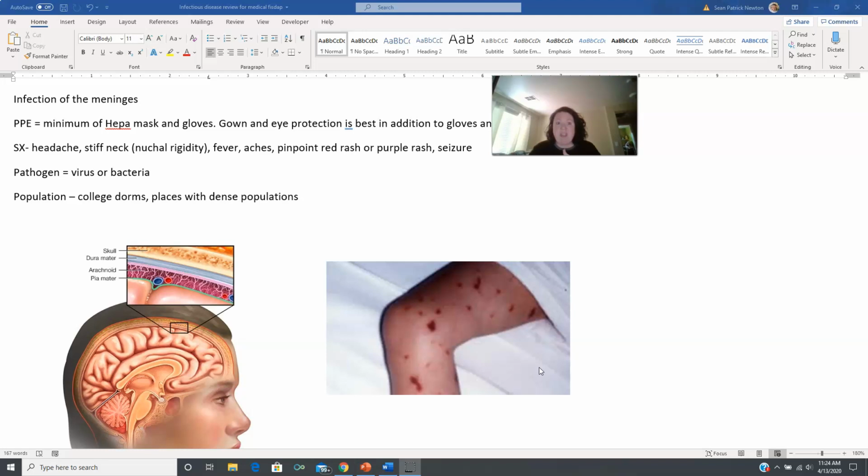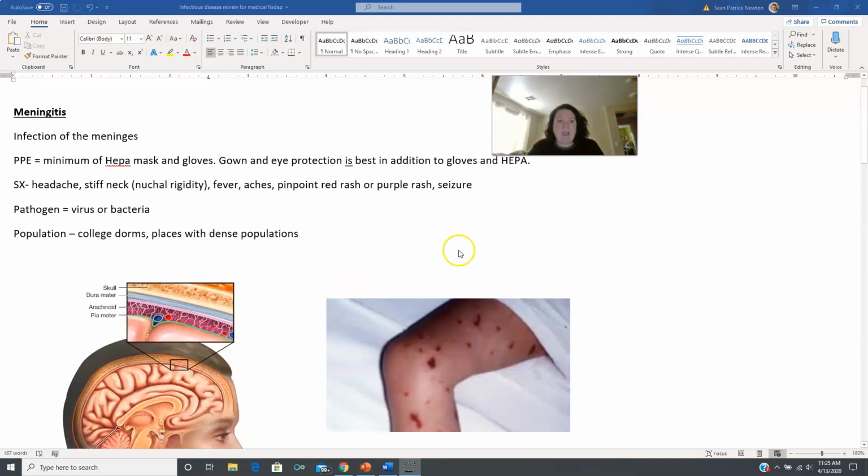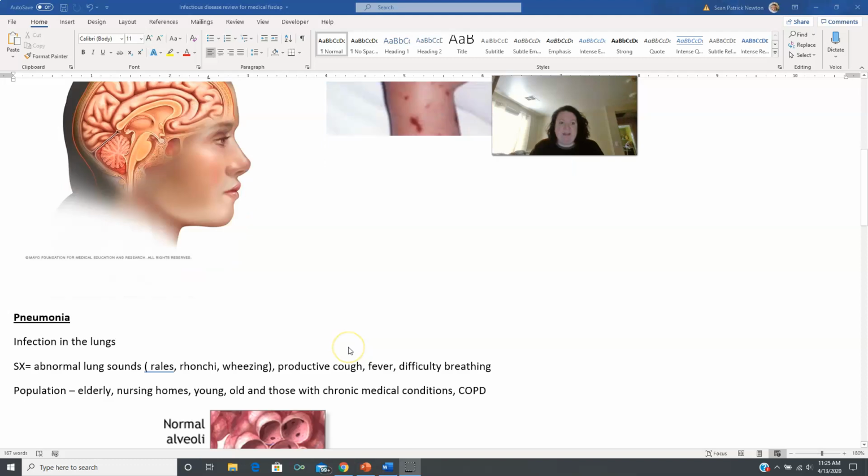And the population that we look at for these patients is college dorms. It's most common, and it should be your word association. If you hear meningitis, you should think college dorms. And places with dense populations like prisons or inner cities. So that's our overview of meningitis.